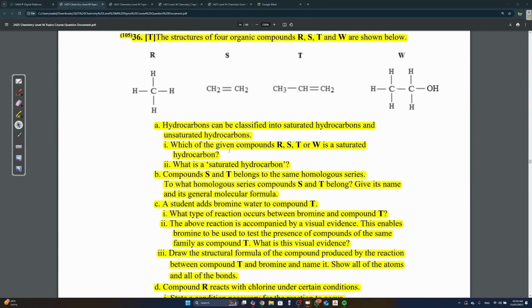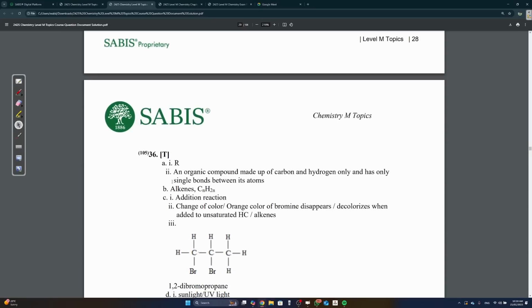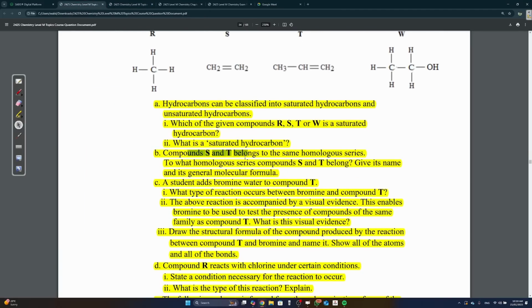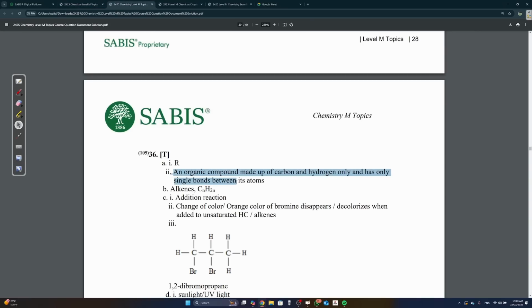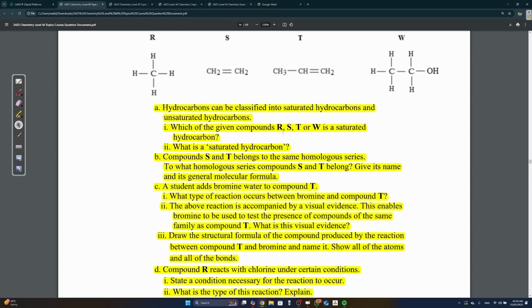What is a saturated hydrocarbon? A saturated hydrocarbon is one that does not contain a carbon double bond. Okay, it has only single bonds. Yeah, you're proving yourself wrong. It should be R and W. Compound S and T, you get this, because saturated means there's only single bonds between the carbons. Compound S and T belong to the same homologous series.